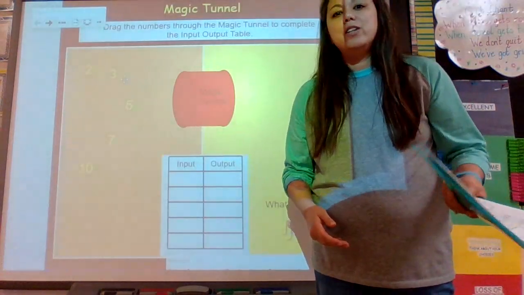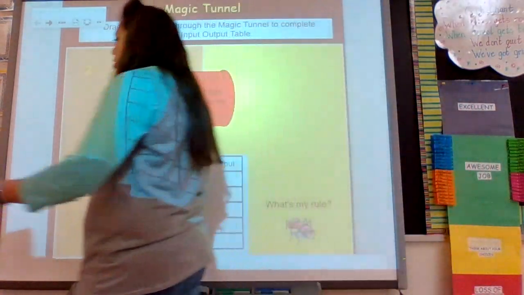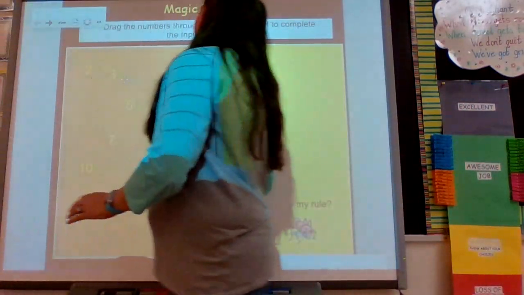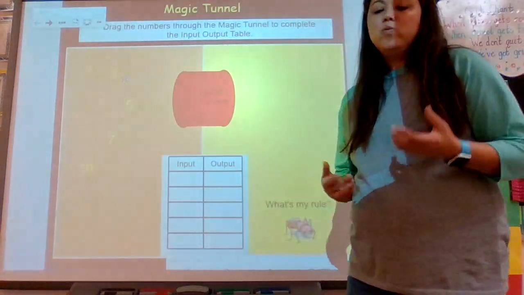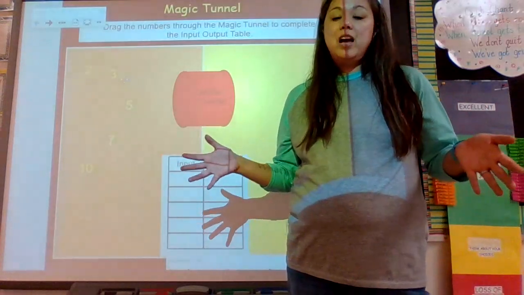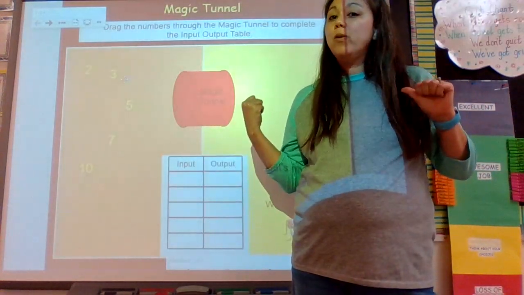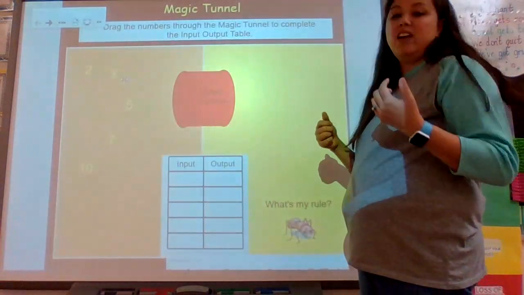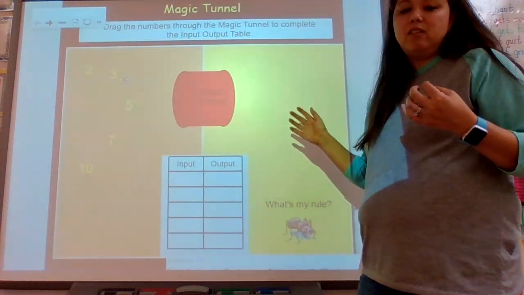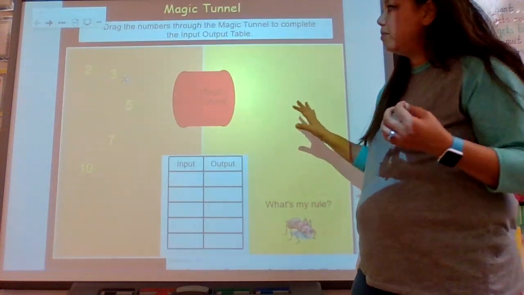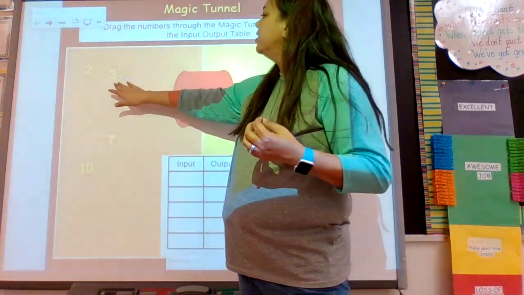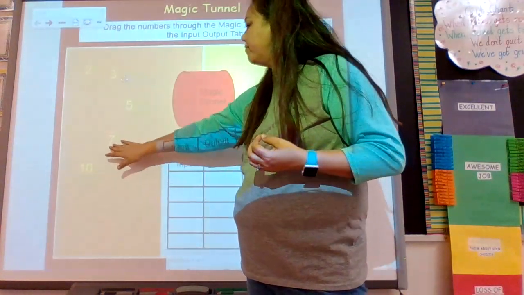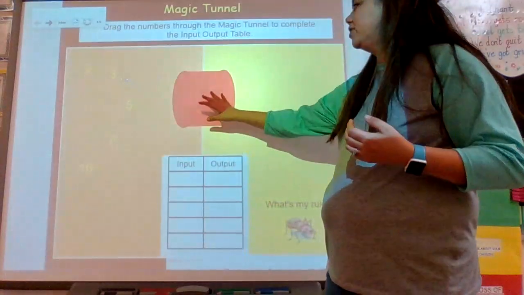Anyway, so exciting. Here, as I pull this up on our smartboard, this is our magic tunnel. And you just saw our input and output machine. Well, this is a way cooler one, okay? I'm really hoping that you can see this slide, but there are numbers over here. They're kind of hard to see, but this is a 2, this is a 3, a 5, a 7, and a 10. And here's a magic tunnel.